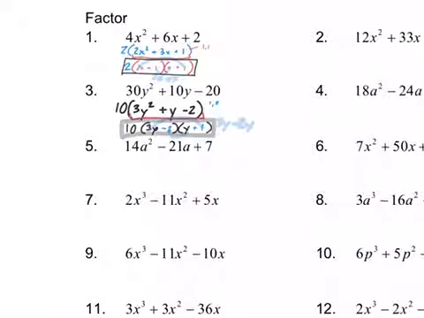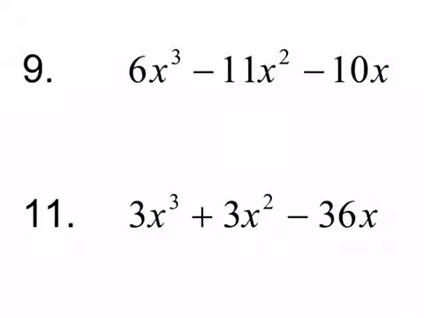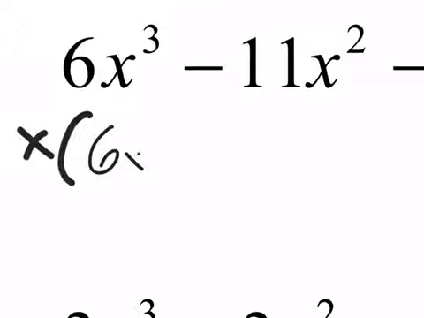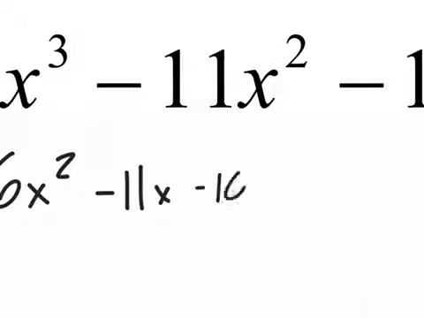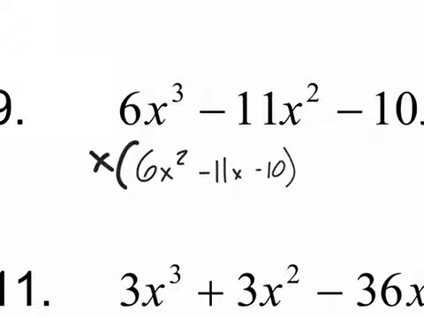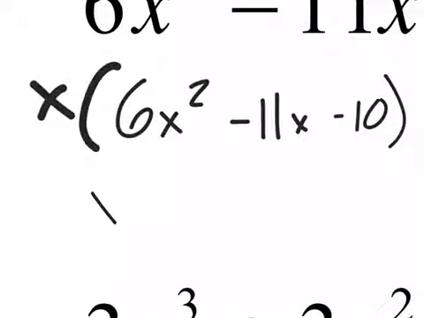Okay. Now on some, the GCF will be a variable, or it could be a number and a variable combination. Number 9, for example: 6, 11, and 10 aren't all divisible by the same quantity, but they all have an x to give. So my GCF on this one would be an x. Then we'd have 6x squared minus 11x minus 10, and that's what I'll be looking to factor, where I leave the x on the outside.